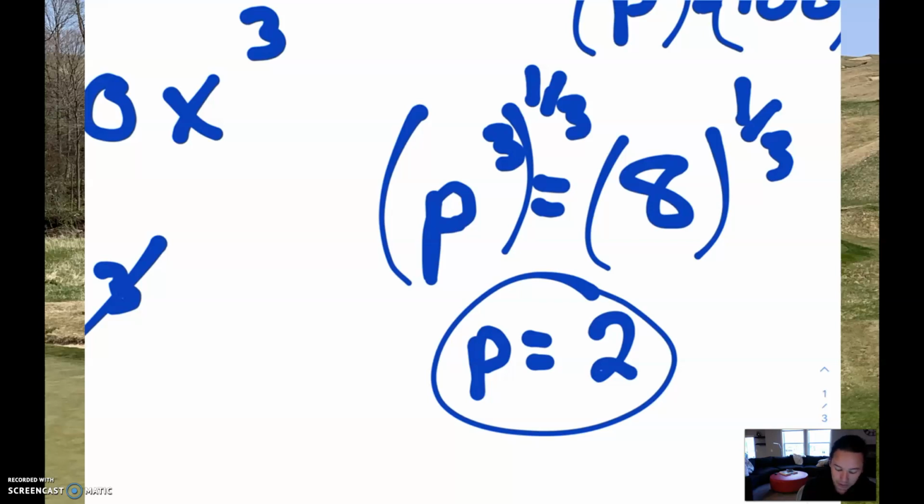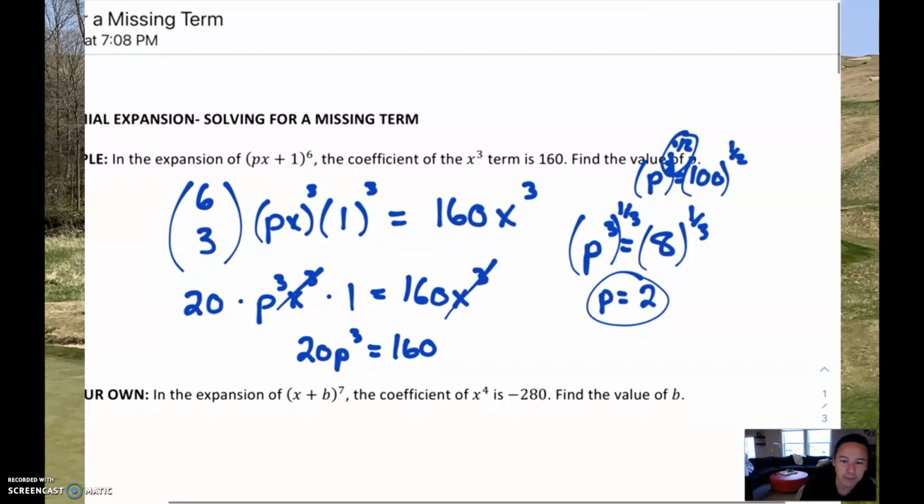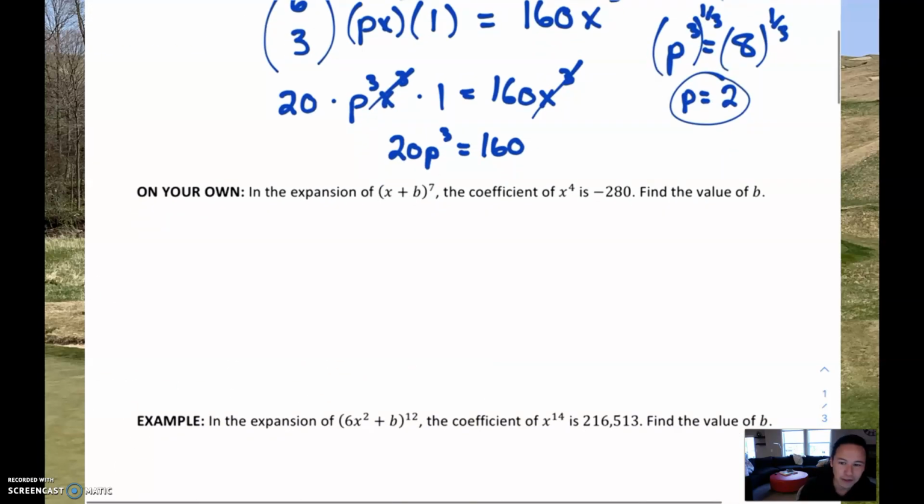So that's how you end up solving. You kind of have to go backwards and then figure it out. So go ahead and try the next one on your own. Pause the video first and then come on back when you are ready.